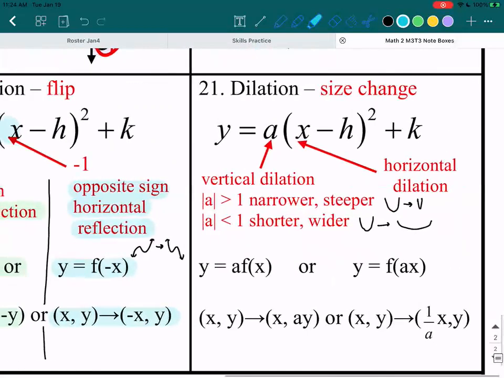And then we also have dilation. So dilation is like stretching it or squeezing it. So it's a size change. And so that is going to be over here. It's also the a value.